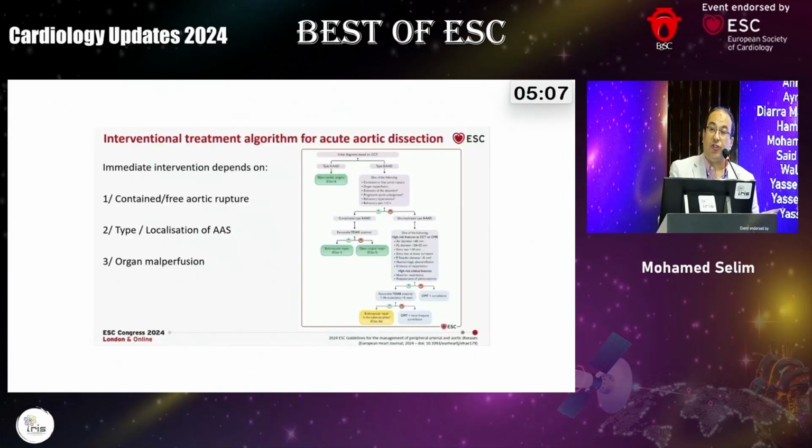Then the most important question: when to intervene for these patients, and this will depend on 3 factors. Immediate intervention depends on, number 1, whether there is contained or free aortic rupture in acute aortic dissection, the type and localization in the aorta, and the organ malperfusion.